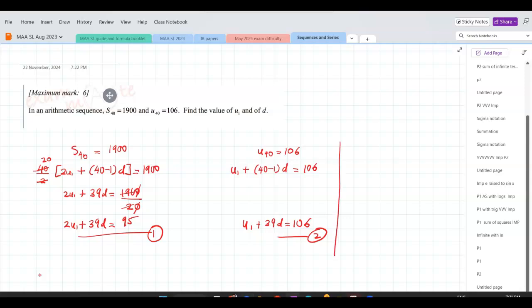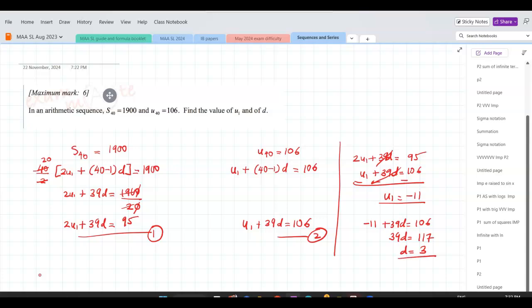You can also do it without calculator. So you put one upon the other. 2U1 plus 39D is equal to 95. U1 plus 39D is equal to 106. So you will subtract. So U1 is equal to minus 11. When you substitute in equation 2, so minus 11 plus 39D is equal to 106. Correct? So 39D is equal to how much? 117. So D is equal to how much? 3.